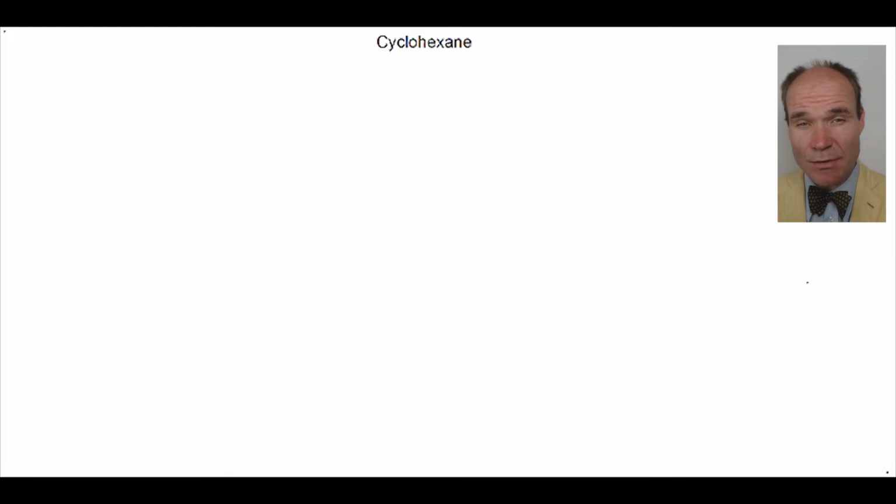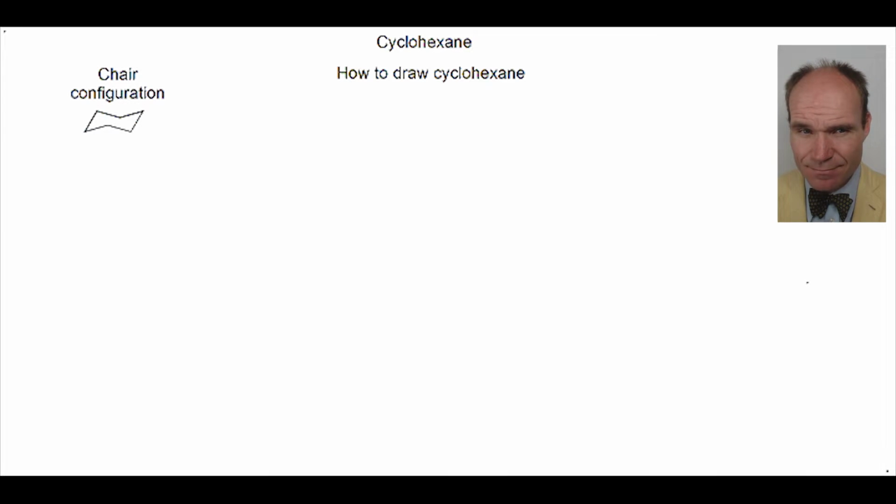Going to focus on cyclohexane. It's a pretty common ring structure. We've said it's not planar, and from a planar shape it puckers, but we haven't said what configuration it does adopt. Well, the configuration is called chair.